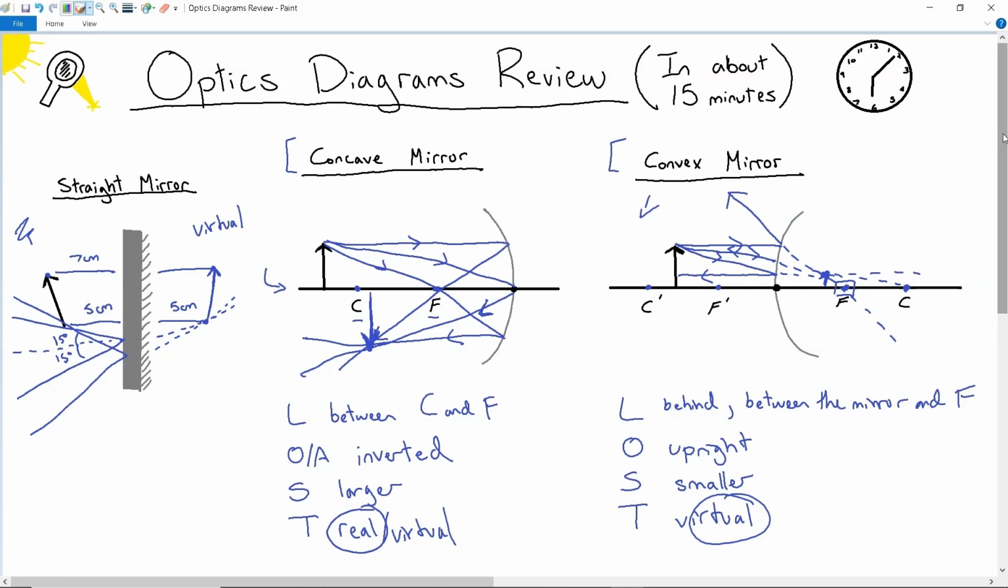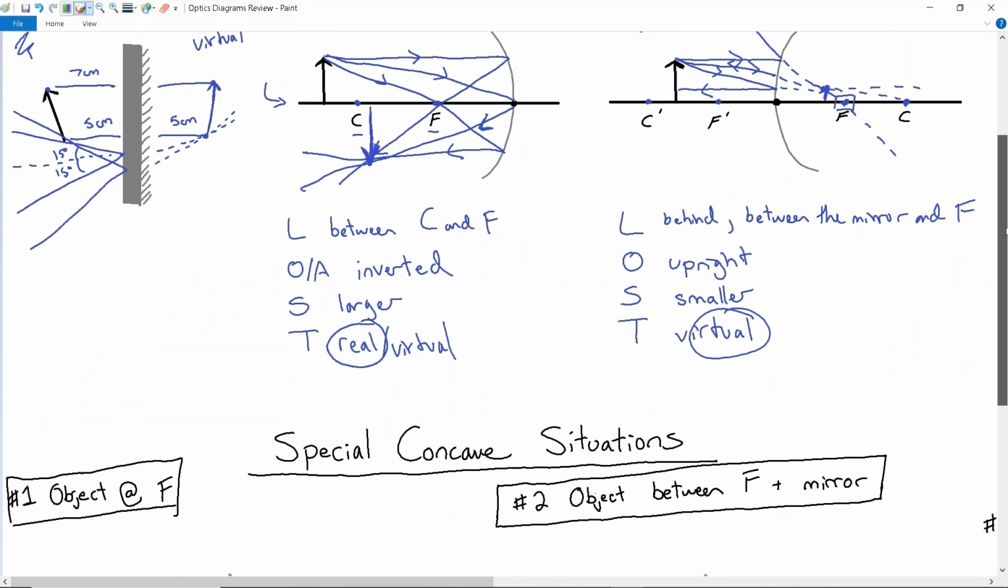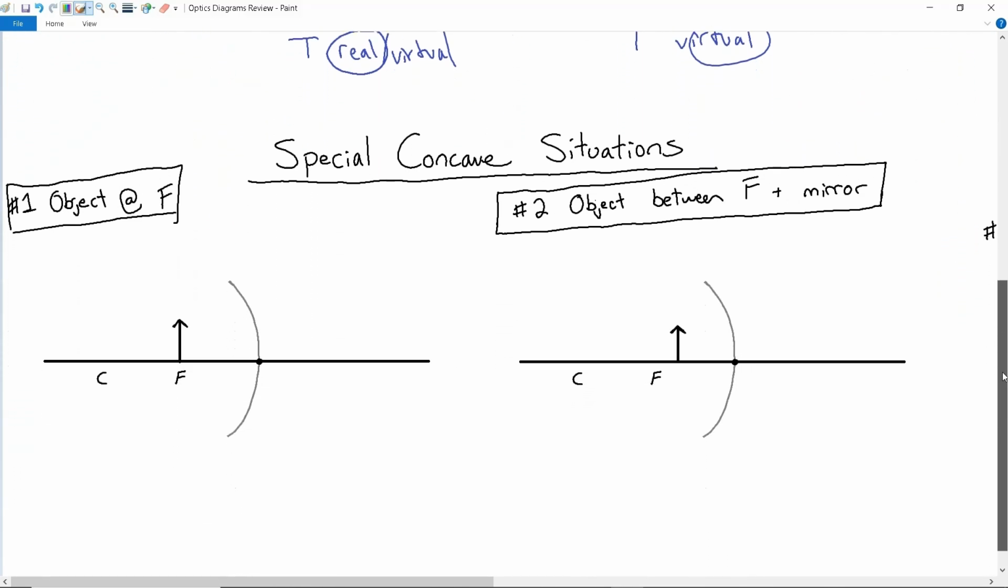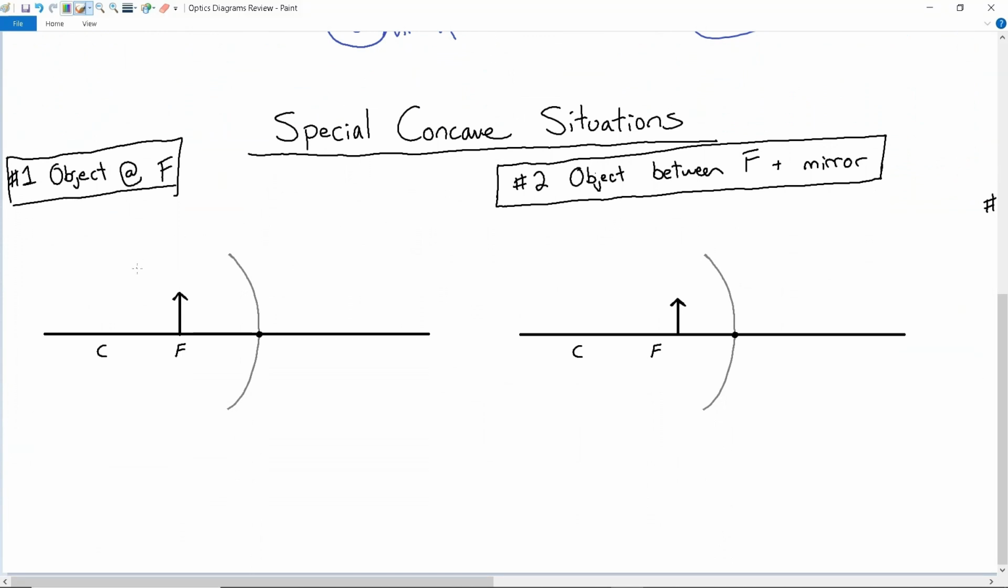All right, so that is the basics for concave and convex mirrors, but we do have some special situations that I want to go through, specifically for concave mirrors. Our first special situation is going to be when our object is directly on our focal length. And what's going to happen here, no matter what, no image will form. So if you're dealing with a concave mirror and you see your object at F, you know right off the bat, okay, no image is going to be formed. However, we may want to show some proof for that, so let's do that.